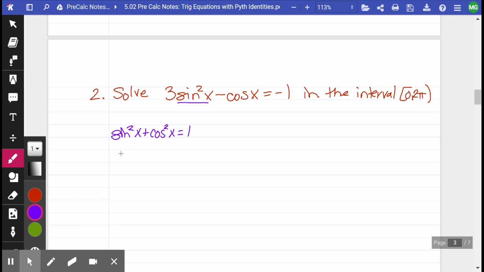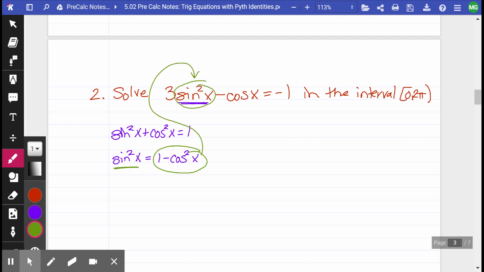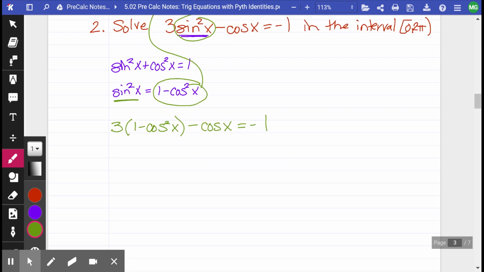All right, so hopefully, since we want to sub in for sine squared x, you solved for sine squared by subtracting over your cosine squared. So now everywhere I see a sine squared x, I'm going to replace it with 1 minus cosine squared x. So 3 times 1 minus cosine squared x minus cosine x equals -1. All right, so if you had trouble getting to there, now pause the video and see if you can continue.